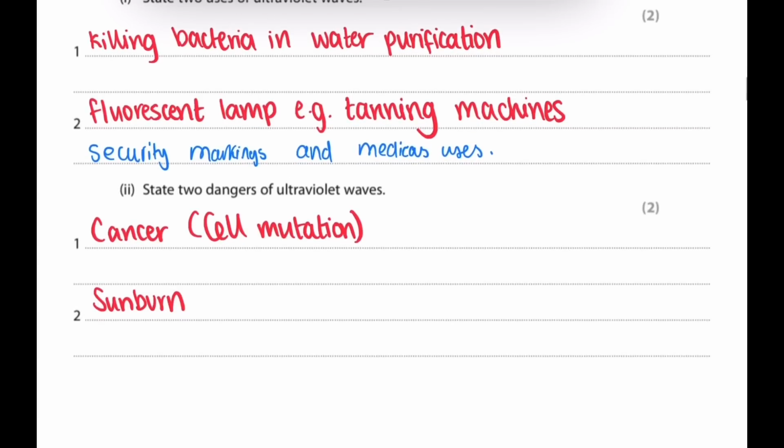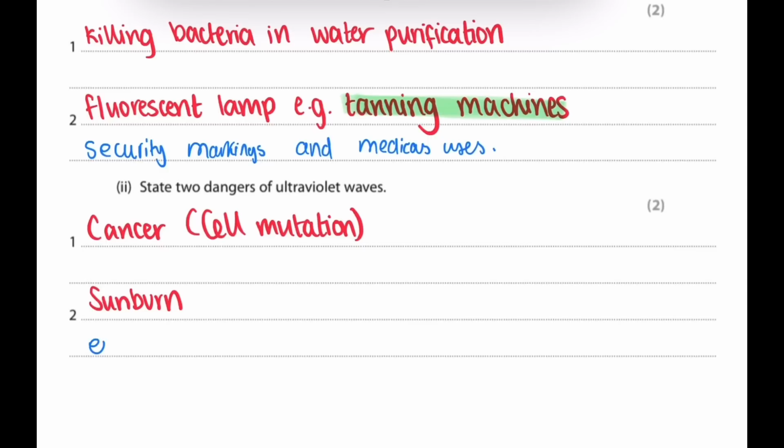State 2 dangers of the ultraviolet waves. Well, number 1, they can cause cancer because they are ionizing. And secondly, especially when using it for tanning machines, they can cause sunburn. Other answers also include eye damage or blindness and skin aging.